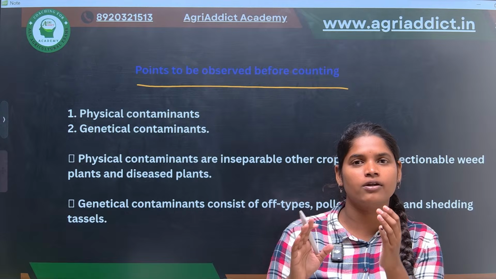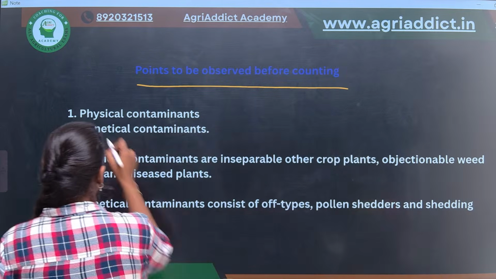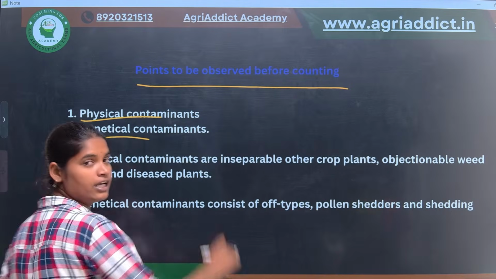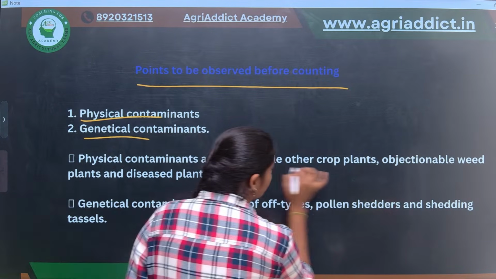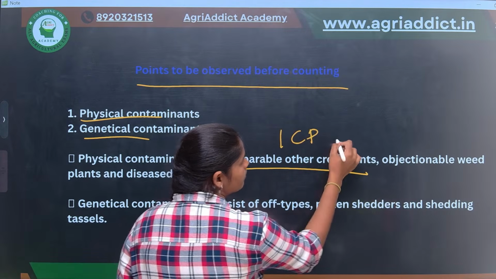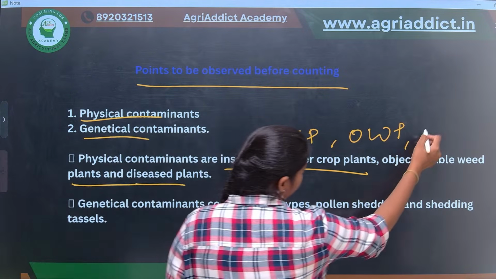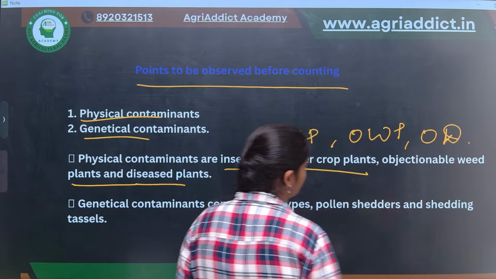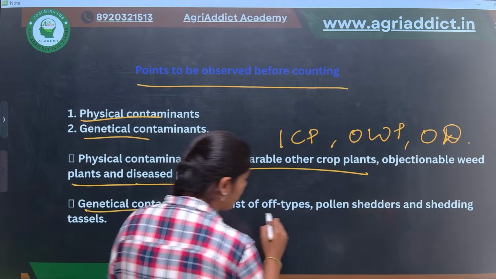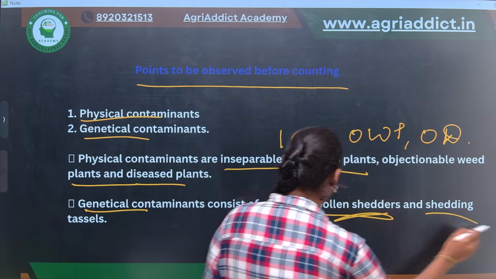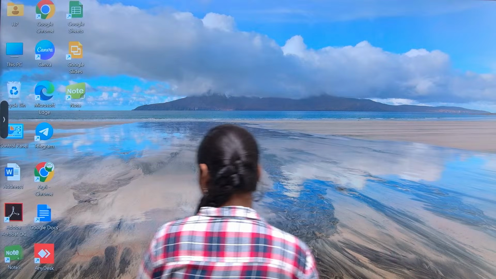You should know which are the plants you have to inspect. We have two types here: physical contaminants and genetical contaminants. What are the physical contaminants? We have inseparable crop plants, objectionable weed plants, then diseased plants, objectionable disease. You just remember, these are the physical contaminants. In genetical, we have off types, pollen shedders, and shedding tassels. Very, very important.